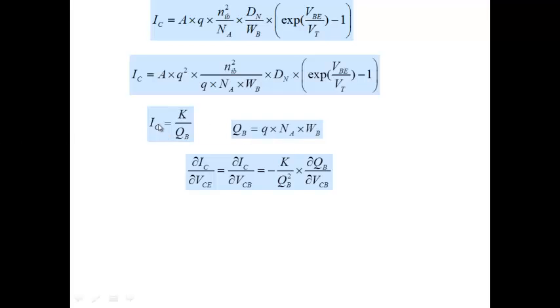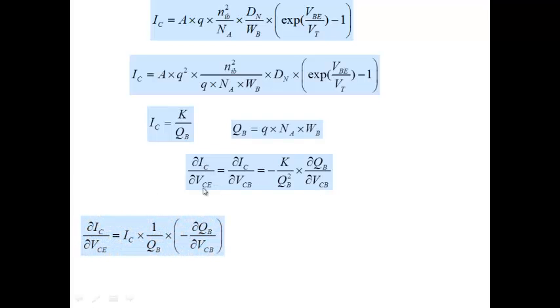So a change in collector current versus collector emitter voltage is the same as change in collector current with collector base voltage, because collector emitter voltage is what? Sum of collector base plus base emitter. And base emitter we are keeping constant. All right. So delta IC by delta VCB, take its derivative. So you get minus K over QB squared times delta QB by delta VCB.